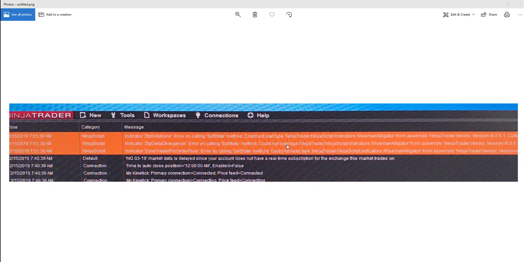So just be aware that if you get something called a Wise Man Alligator from assembly error, that this is coming just because you haven't gone and updated your Ninja. To update the Ninja, obviously go to your help menu that's here and do a download for the most current version. You should also check to see that you are currently using the 17 version.